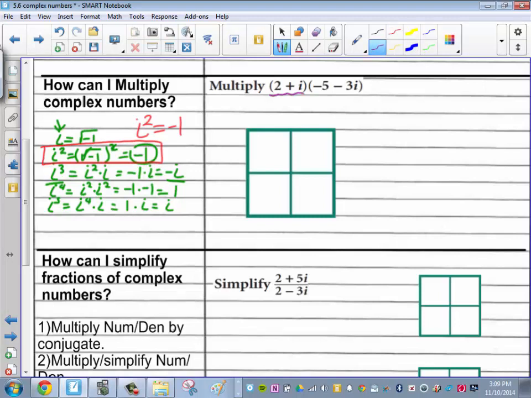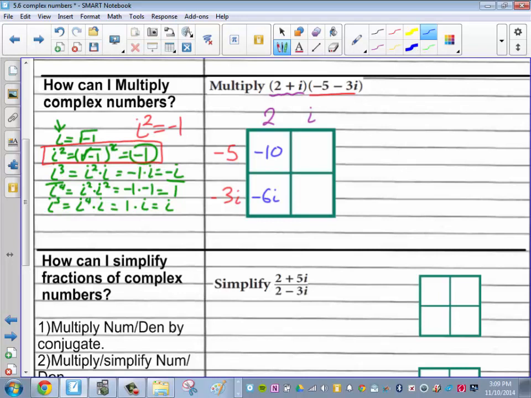Let's use the box method to multiply, just like before. So we're going to put the 2 and the i right here, and then we're going to take the -5 and the -3i, put that right here, -5, -3i. And now we're going to multiply in the middle. We got -5 times 2 is -10. That's not too bad. Now we got 2 times -3i, which is -6i, right there.